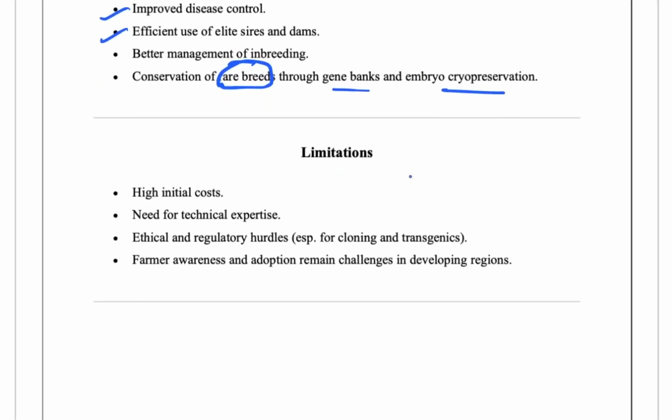What are the limitations? Some technology requires a very high initial cost, and there is a need for technical expertise. A normal person cannot do it; only trained personnel are allowed to do it. Ethical constraints are there, and farmers' awareness and adoption of some technology remains a challenge in developing regions of the world. So this is it for today.